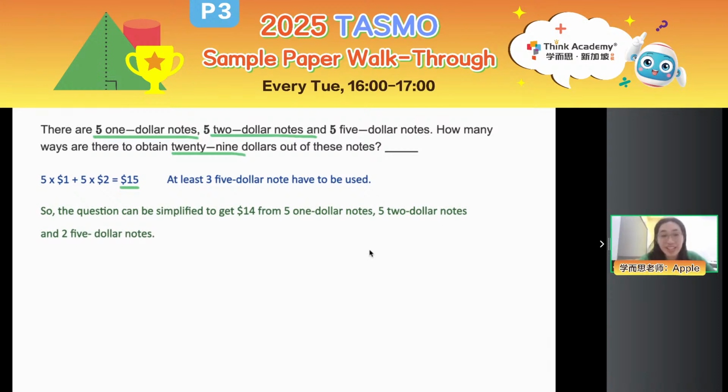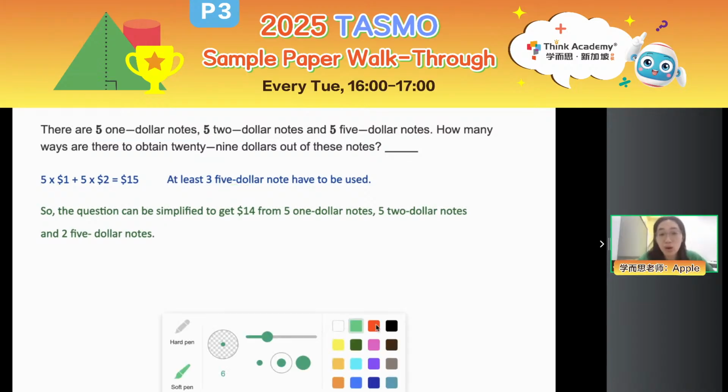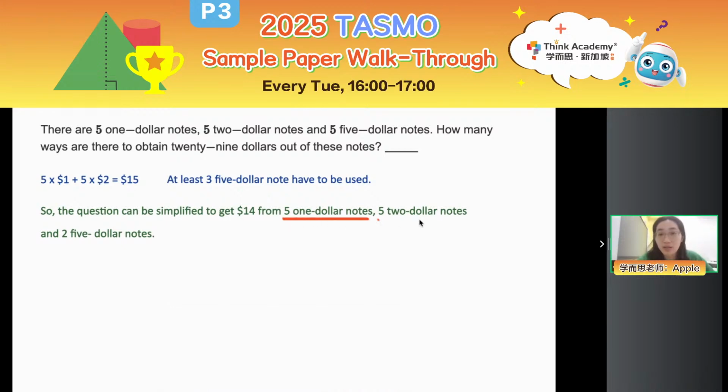Now, we can just simplify the question. Actually, the question is the same as: how do we get $14 from 5 $1 notes, 5 $2 notes, and 2 $5 notes? Why? Because we confirmed that we must use 3 $5 notes, right? So here, only 2 are left. So following this, you see the question is much easier. Now, what is your option? 5 $1, 5 $2, and 2 $5.